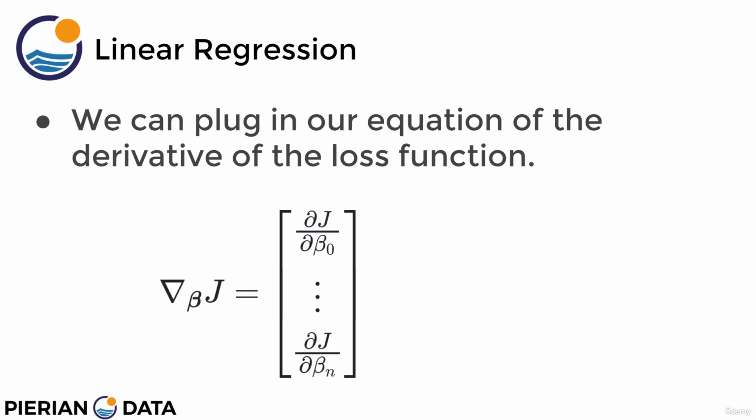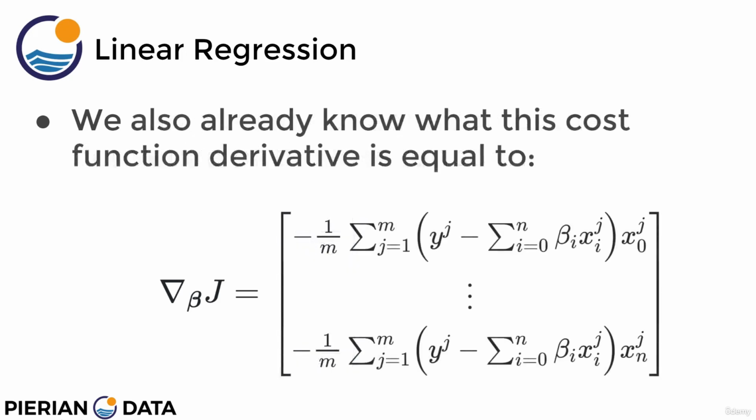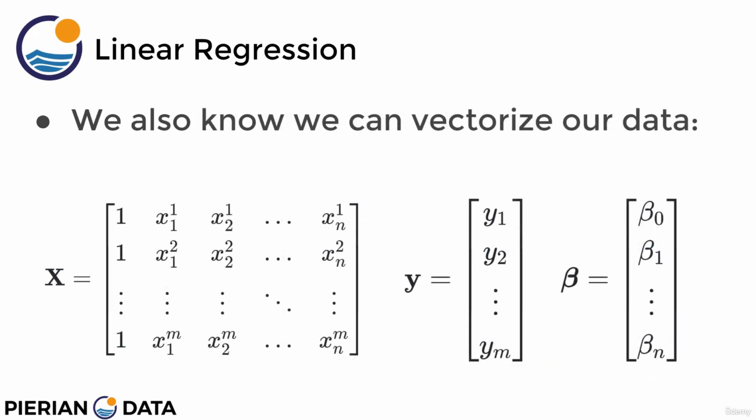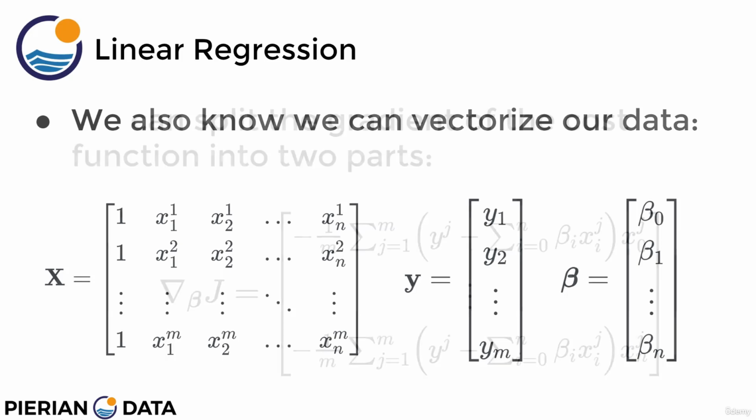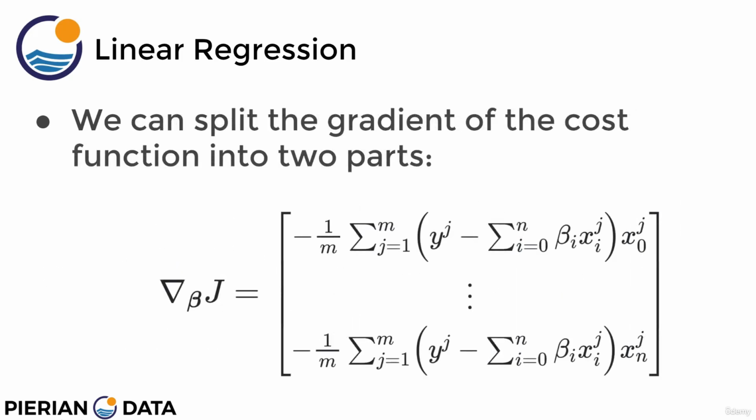That means we can also plug in our equation of the derivative of that loss function with respect to each beta. So I can go back to that equation that we have and simply plug it in for each of those betas. So we already know what this cost function derivative is equal to. We also know we can vectorize our data. I know that I have this matrix X of all my features and the data points there. I have this vector Y with all my known Y labels, and I can organize my beta coefficients as a vector as well. Which means we can split the gradient of the cost function into two parts.